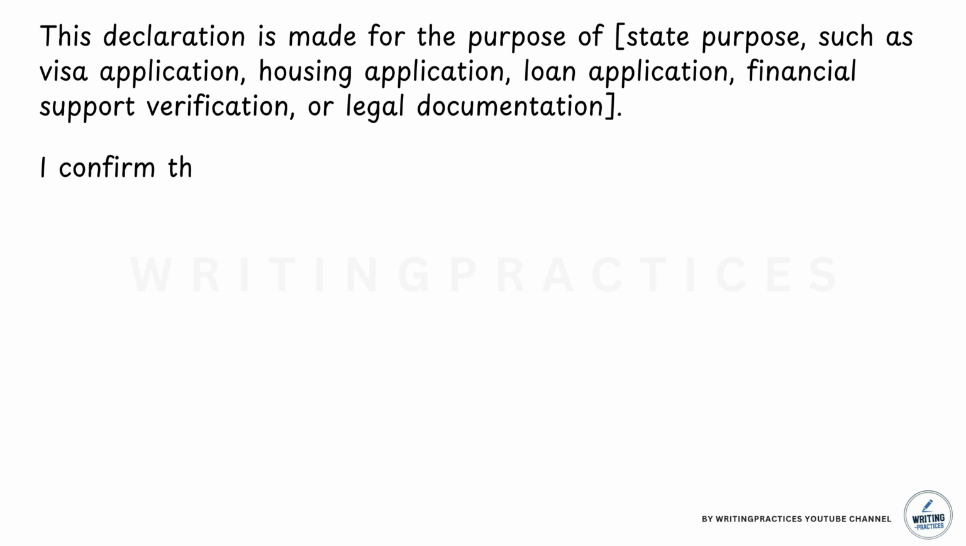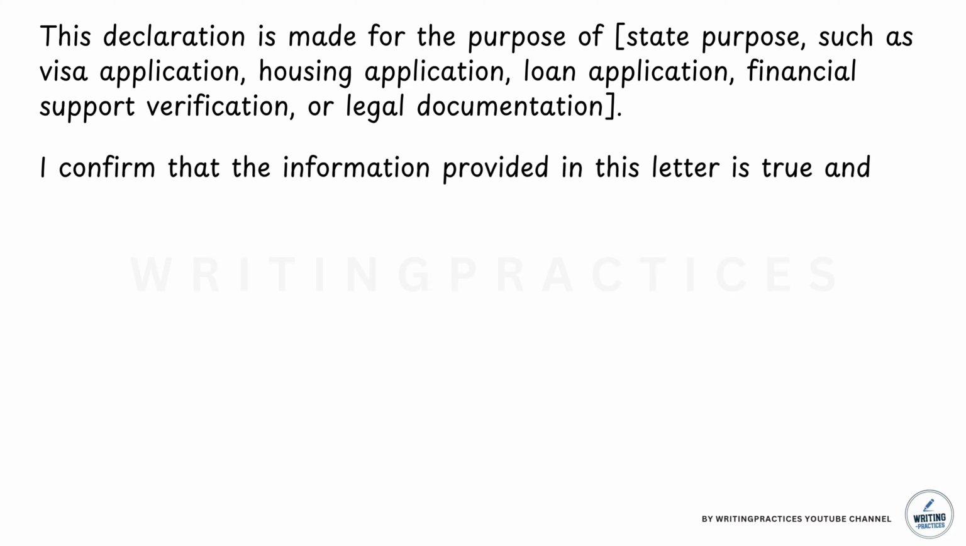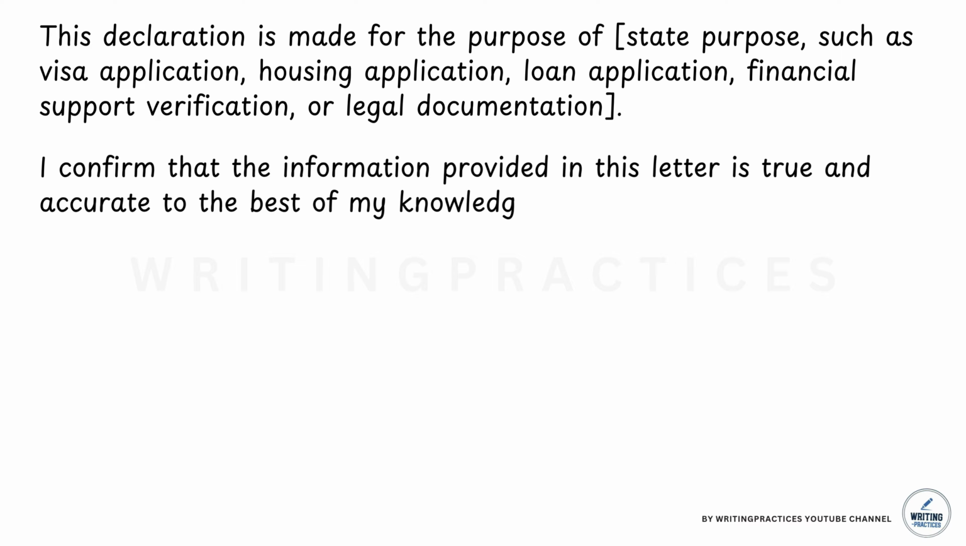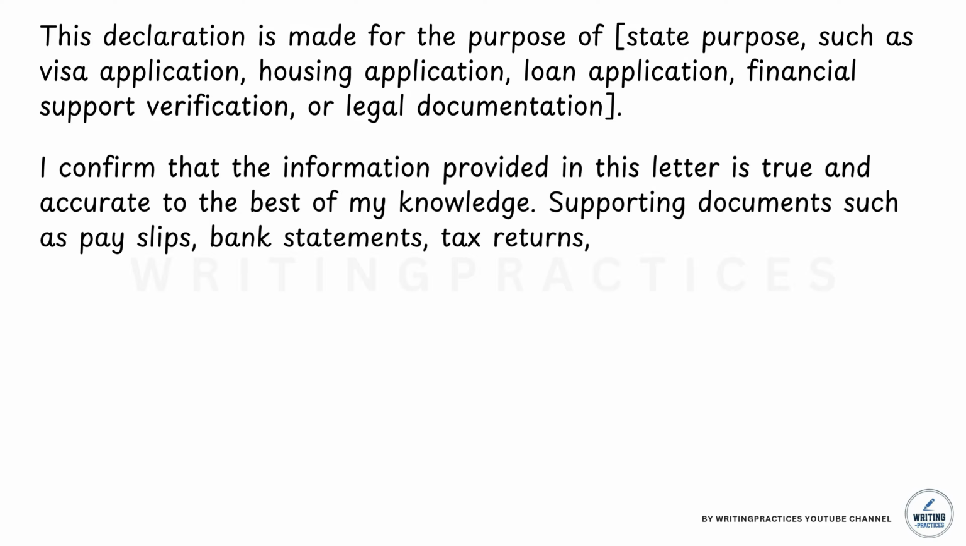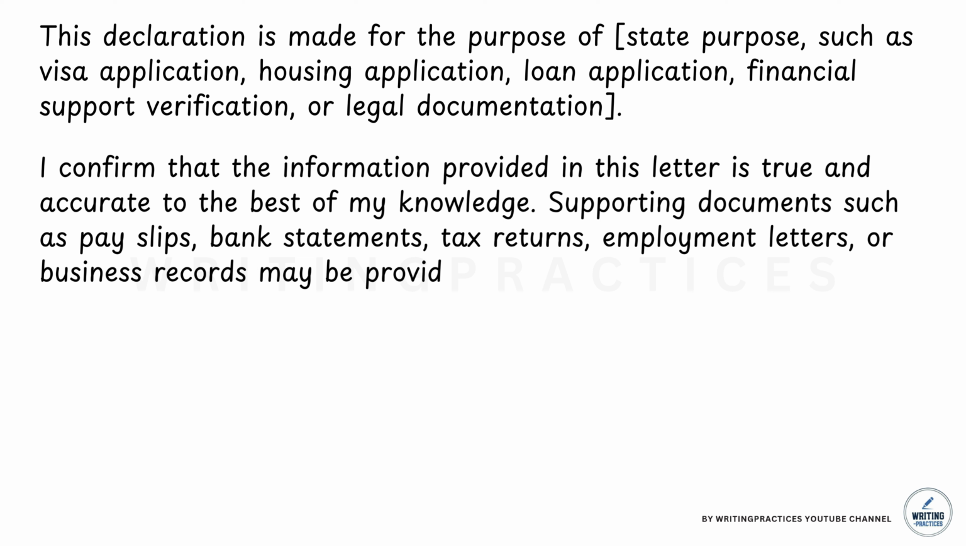Accuracy confirmation paragraph. This is one of the most important parts of the letter. Here, you confirm that the information provided is truthful. For example, I confirm that the information provided in this letter is true and accurate to the best of my knowledge. Supporting documents such as payslips, bank statements, tax returns, employment letters, or business records may be provided upon request. This strengthens the credibility of your declaration. Tip: never exaggerate or falsify income information because it may lead to legal or financial consequences.